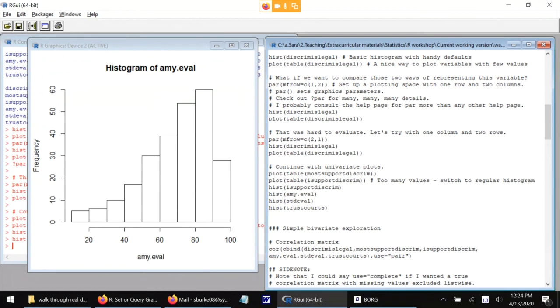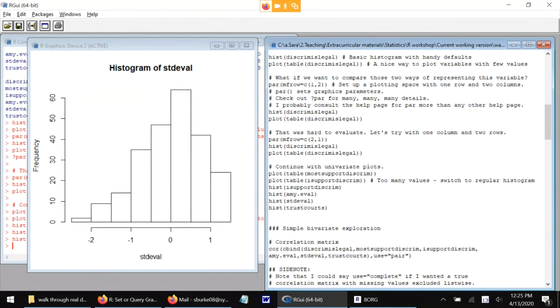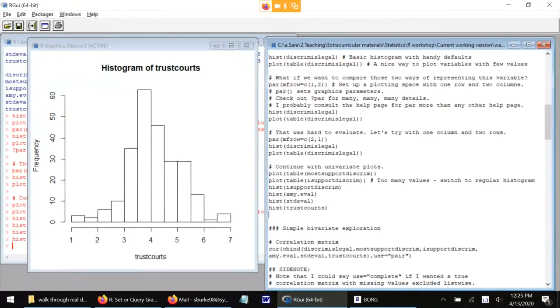I can also look at a histogram of the evaluation of Amy. This has a 101 point scale, and of course it's left skewed, like I described before. Most people tend to avoid using the bottom portion of this scale. Here is the composite evaluation measure based on z-scores, also left skewed. And here is the trust quartz variable, just as different examples of variables that I'm going to be interested in looking at later.